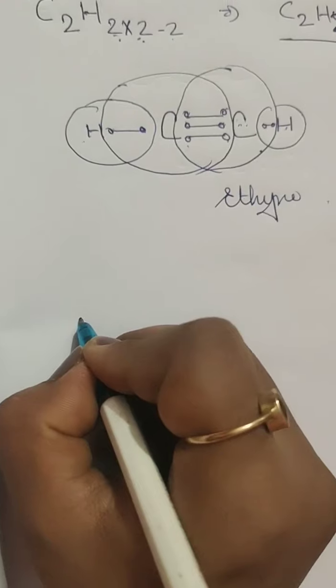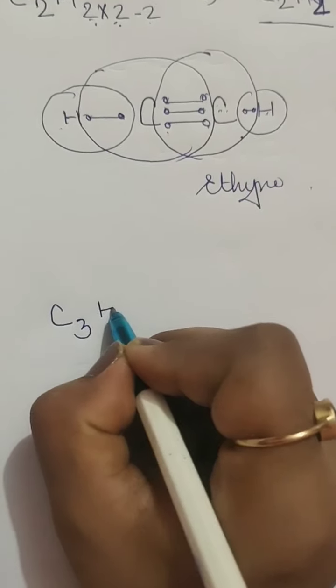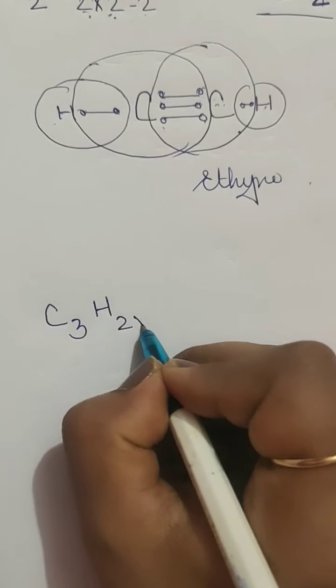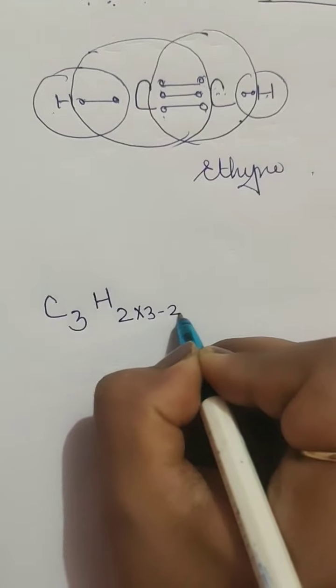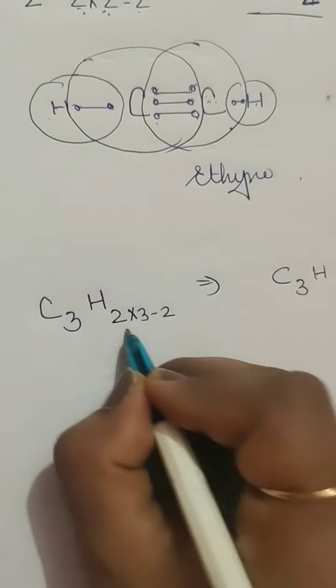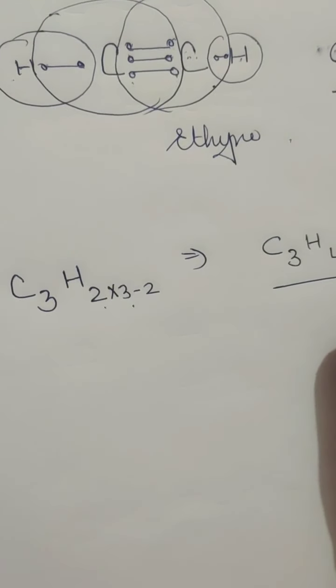So next, if C is 3, what will H be? H will be 2 into n, n is 3, minus 2. That means it will be 6 minus 2, which is 4. C3H4, which is called propyne.